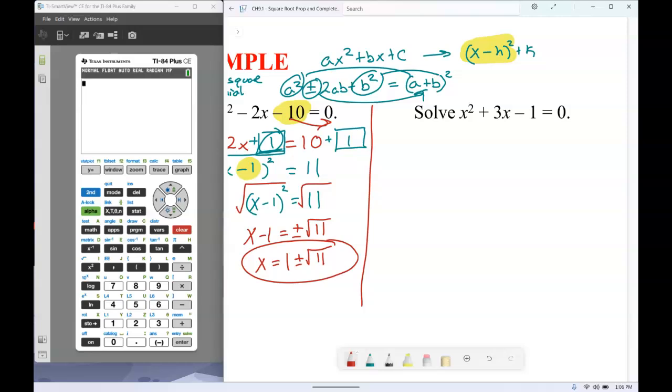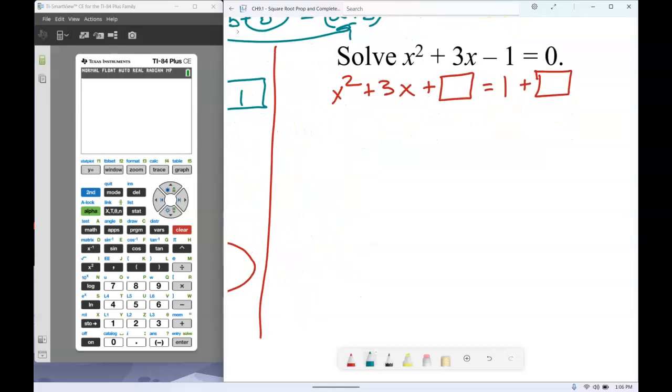All right, so we're going to do it again. What was the first step that we did? Pass it to the other side. So we get x squared plus 3x. We have our square, 1, and then our square. How do I figure out what goes in the square? B over 2 squared. What's the b value for this one? 3.